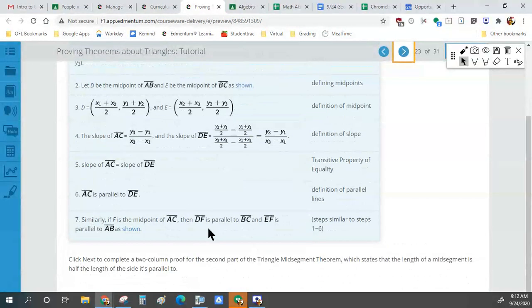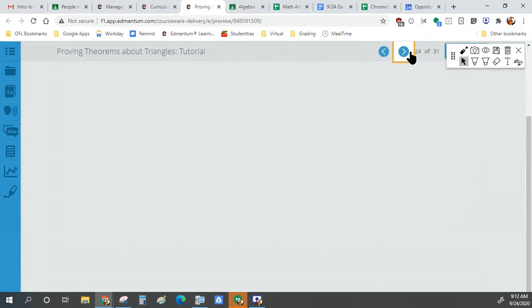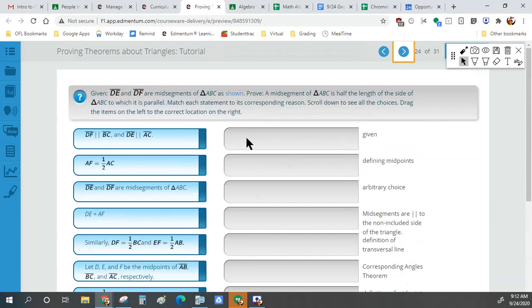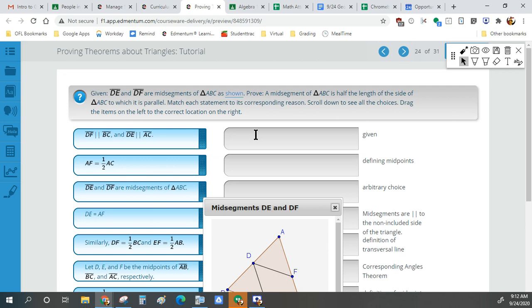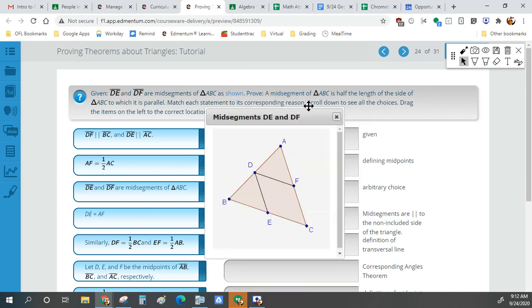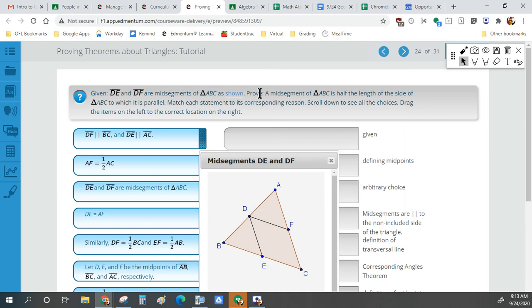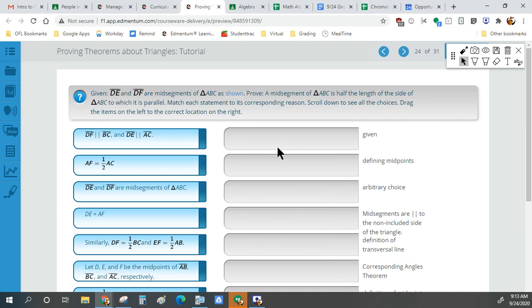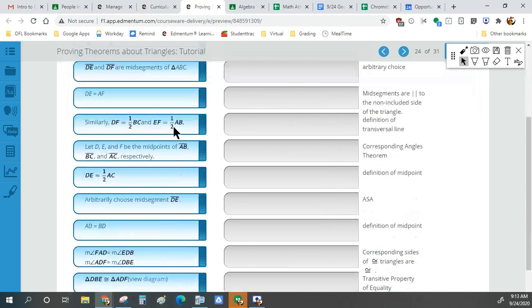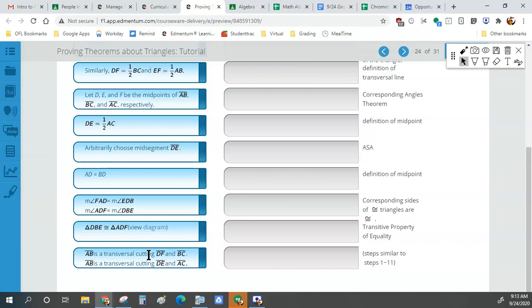So now we're going to do it with the other points. They're going to keep doing it over and over with all the points. So let's try to prove this. The first thing they're giving us is that these are midpoints. They're telling us that we're going to do it with DF. So now we're going to prove that DF is parallel to this, and that a segment is half the length. Oh, that's what we're doing. So it's going to end with us saying that it's half the length.